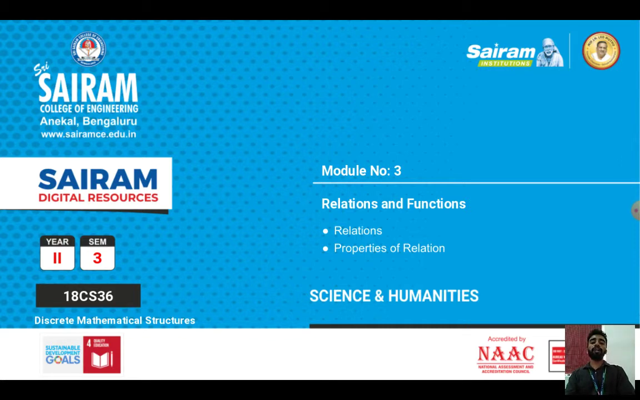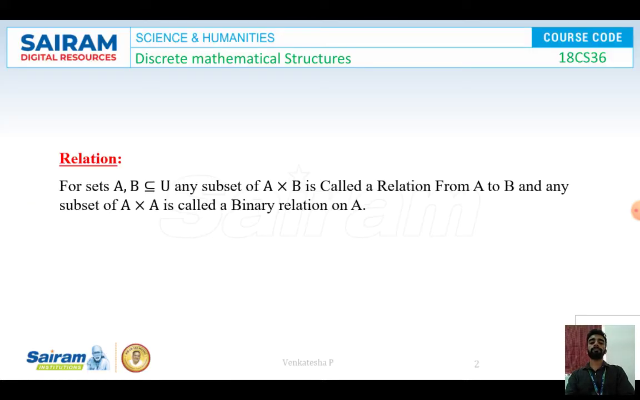In this lecture video, I'll be discussing relations and properties of relations. First we will define what a relation is. For any non-empty sets A, B contained in the universe, any subset of the Cartesian product A cross B will be called a relation from A to B. And any subset of A cross A will be called a binary relation on the non-empty set A.